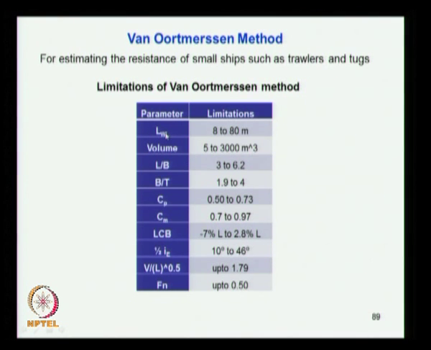This is put forward by Van Oortmerssen based on the experimental studies which he carried out. The limitations of this method are: length on waterline between 8 and 80 meters, volume displacement 5 to 3000 meter cube, L by B ratio 3 to 6.2, breadth to draft ratio 1.9 to 4, prismatic coefficient 0.5 to 0.73, midship area coefficient 0.7 to 0.97, LCB 7% aft of midship to 2.8% forward of midship, half angle of entrance 10 degrees to 46 degrees, V by L power 0.5, that is volume displacement to length raised to 0.5, up to 1.7, and Froude number up to 0.5.